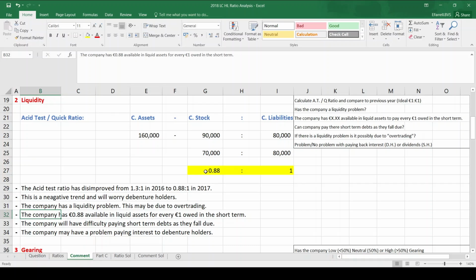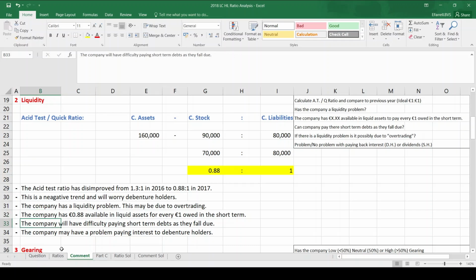If it was over 1 is to 1, you would say the company would not have difficulty paying short-term debts as they fall due. And the company may have a problem paying interest to the debenture holders. So we're looking from the point of view of the debenture holders. This company doesn't really have enough money in the short term to survive, so they're going to struggle to pay back the interest and eventually the loan to the debenture holders.